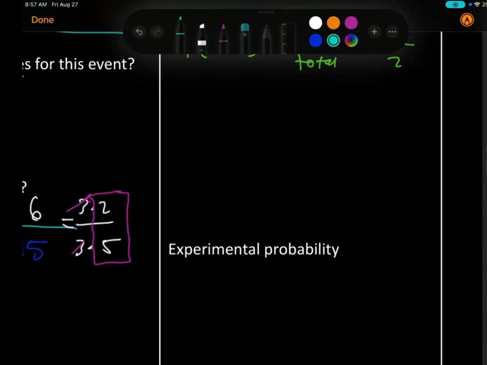Okay, experimental probability is what actually happened in reality.